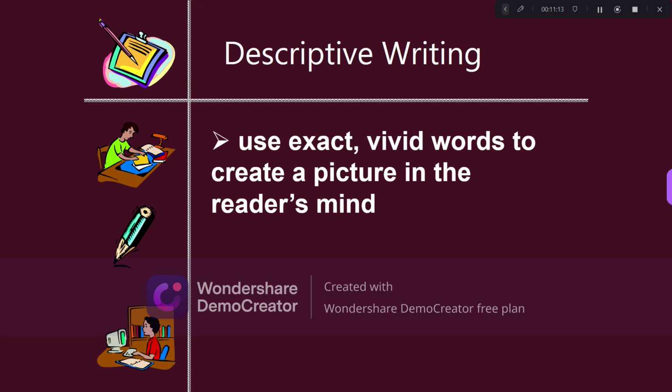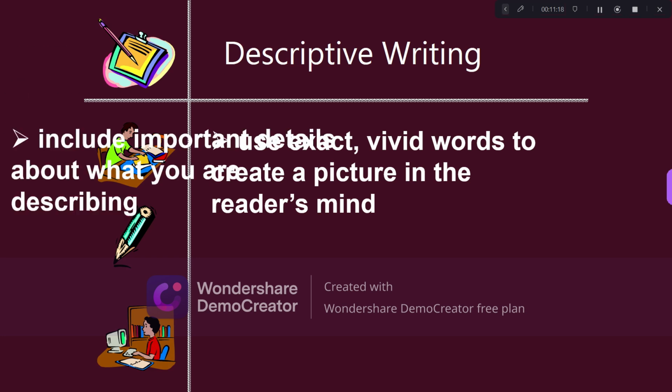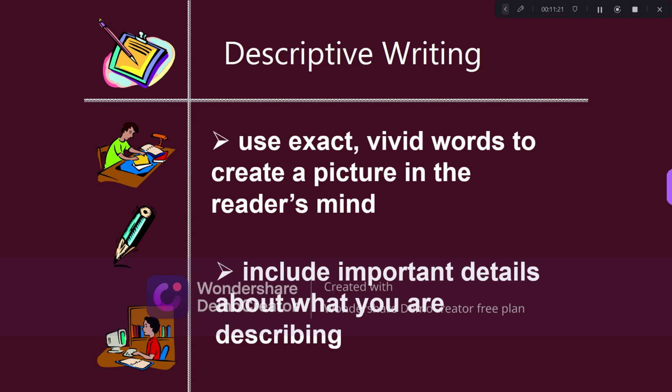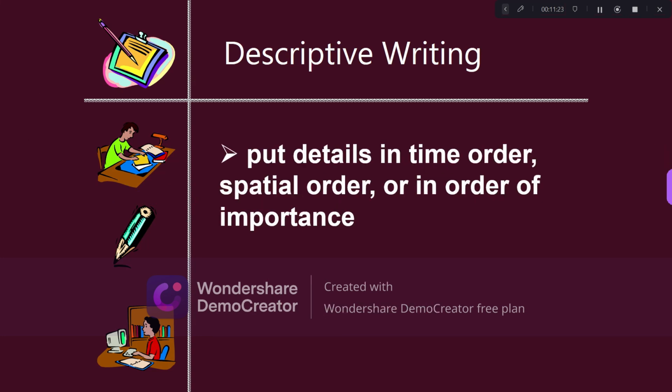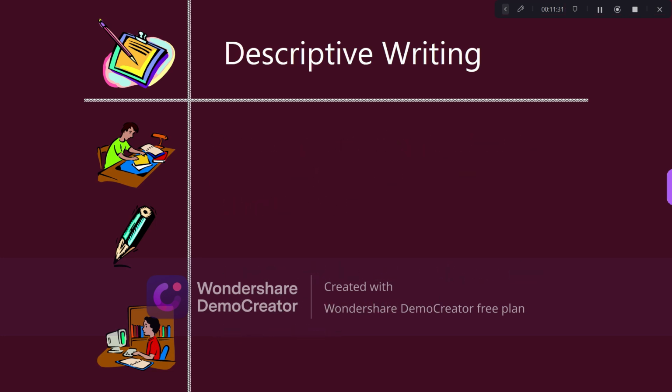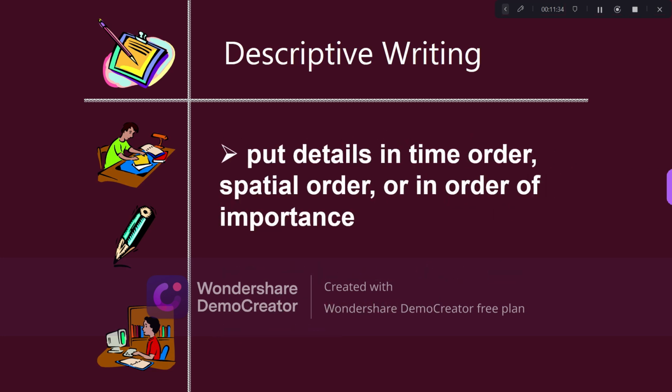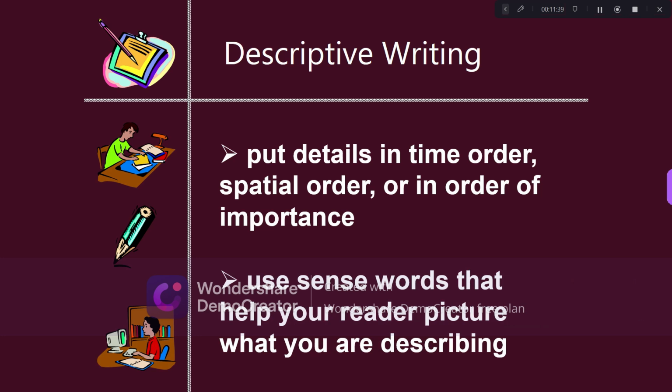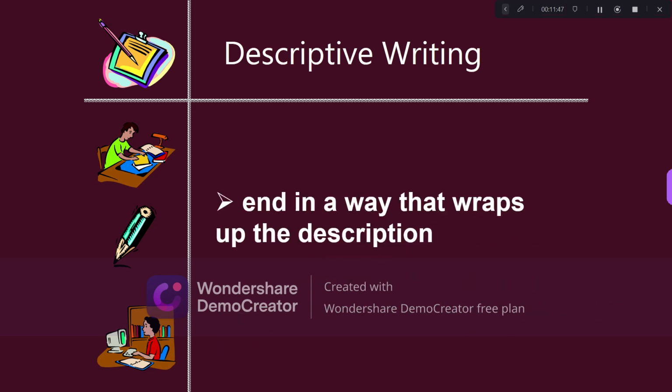Number 2, use exact, vivid words to create a picture in the reader's mind. We can also include important details about what you are describing. Put details in time order, spatial order, or in order of importance. Use sense words that help your reader to picture what you are describing. End it in a way that wraps up the descriptive essay.